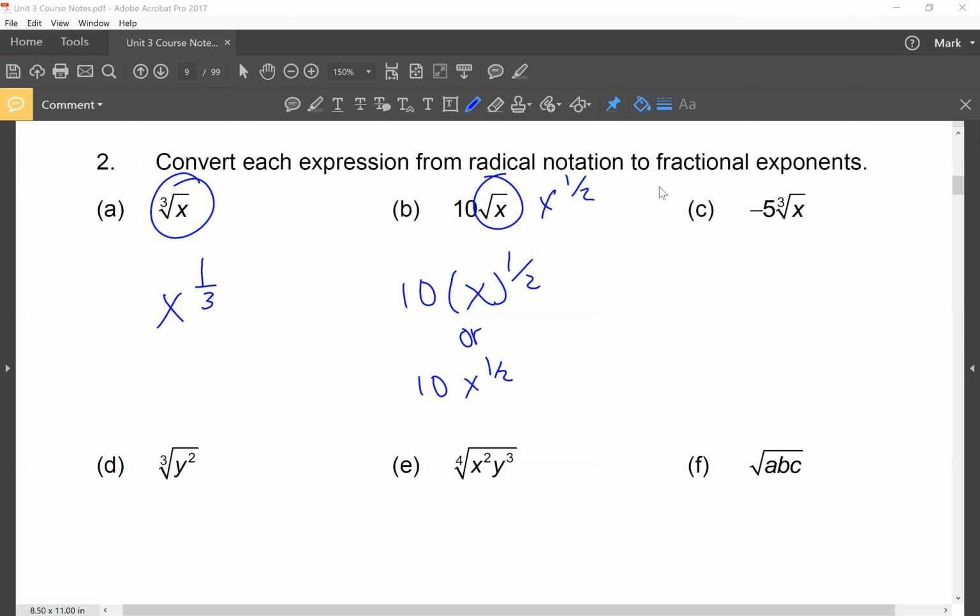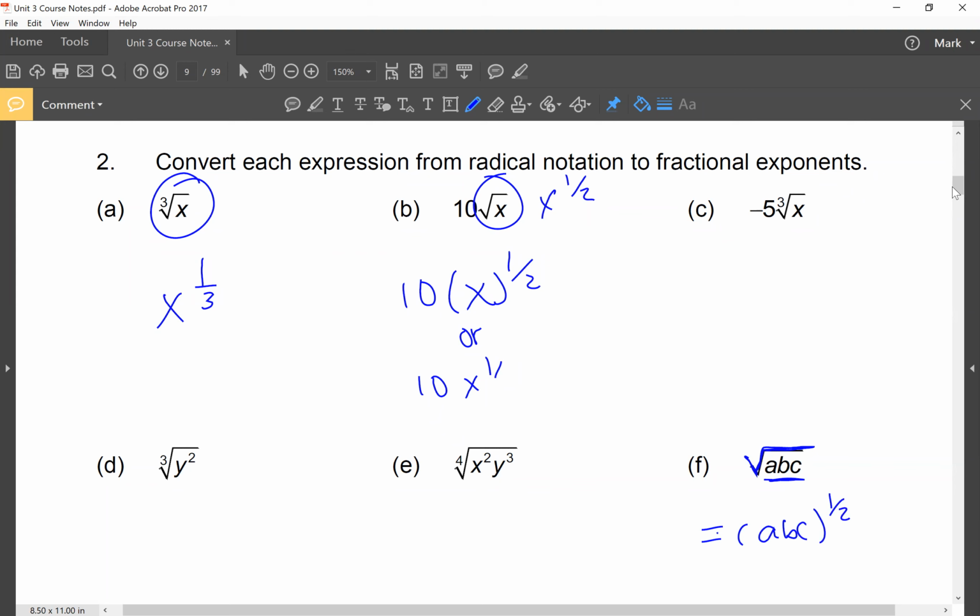Mr. Mark, in letter F, are A, B, C together or are they separate? That's a good question. In F, two brackets, A, B, C, to the power 1/2. Yes, exactly. The question from Nasser was, are they together or not? Is ABC multiplied together? Well, they're all under the root sign, so that means all of these letters, A, B, C, are together.